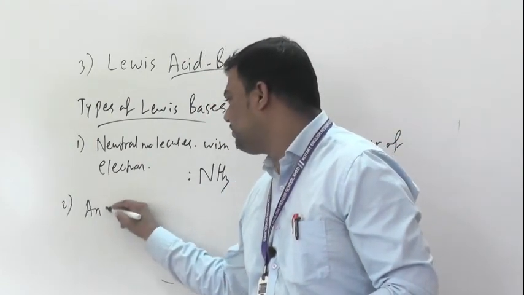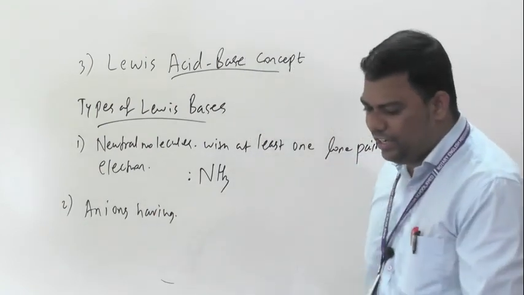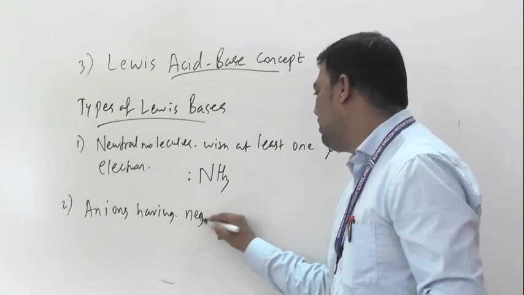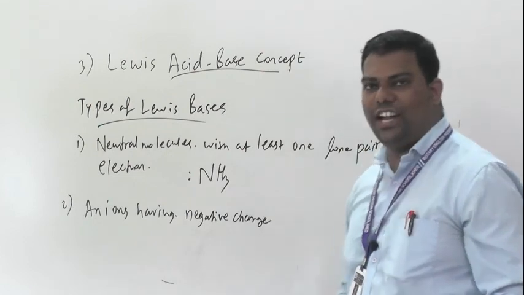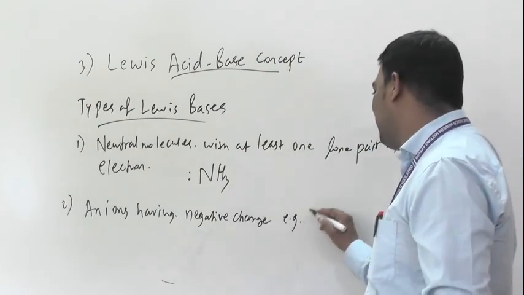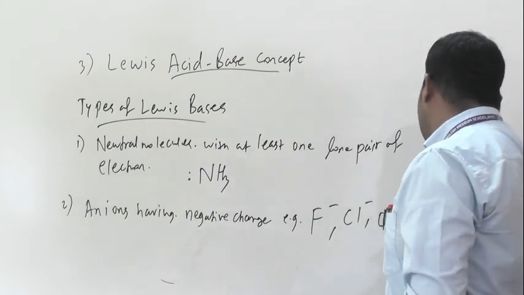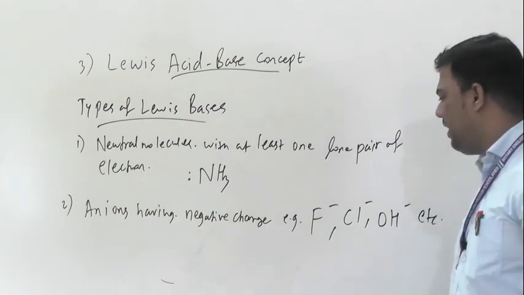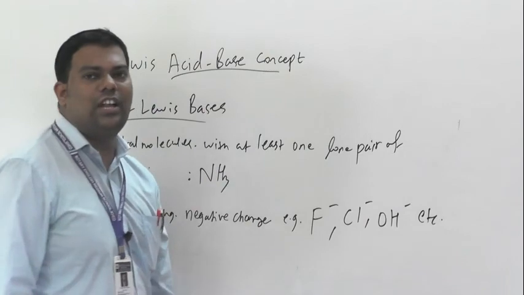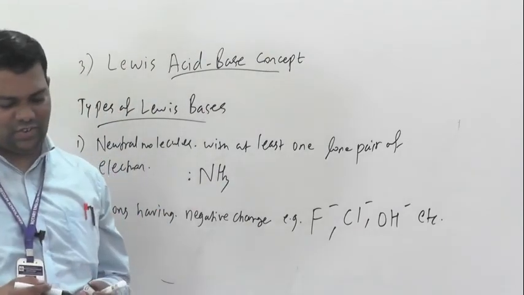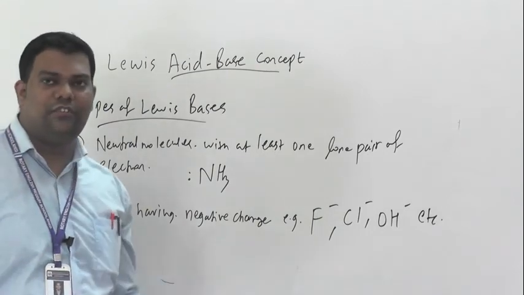Anions having negative charge can act as Lewis bases. Examples are F minus, Cl minus, OH minus, etc. They can act as Lewis bases. So here is one of the important concepts we discussed.